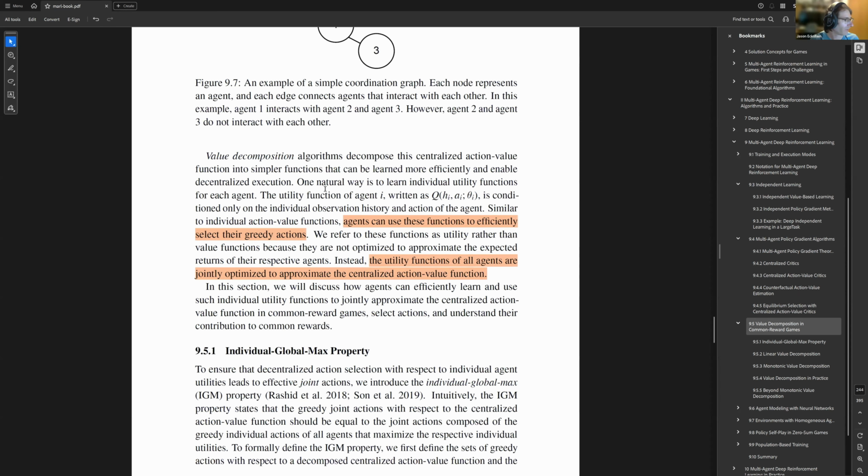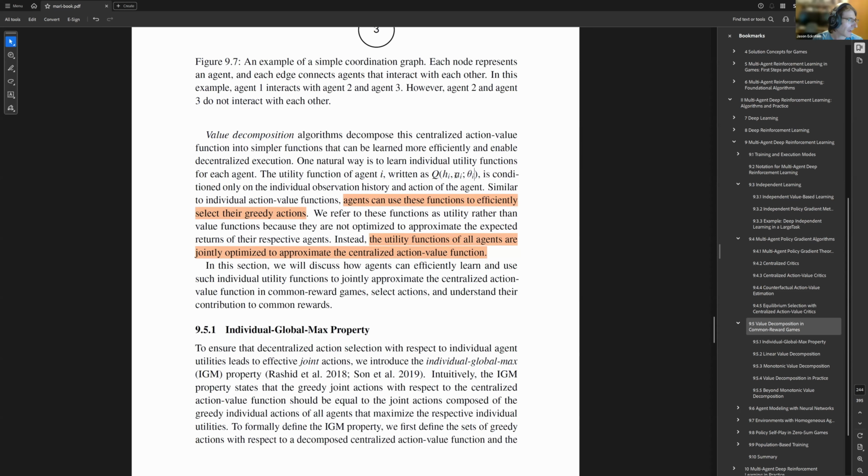So the idea is that we're going to try to come up with these utility functions, one for each agent, that are only conditioned on the information that would be available to that agent and a set of parameters that are assigned to that agent. And then we want these utility functions to operate such that each agent can look at the action value output of this and then select the greedy action, just like they would for normal Q learning, where an agent can just look at its own utility function and select the maximizing action.